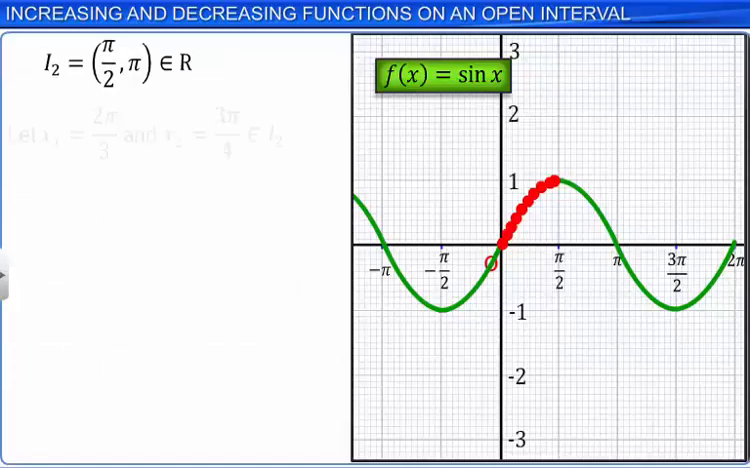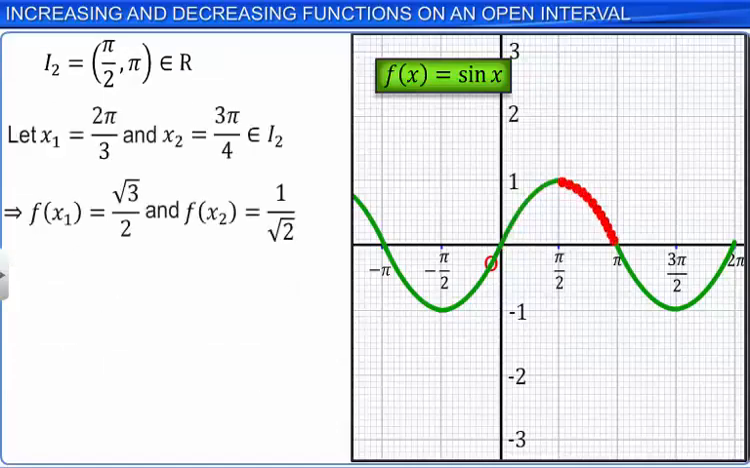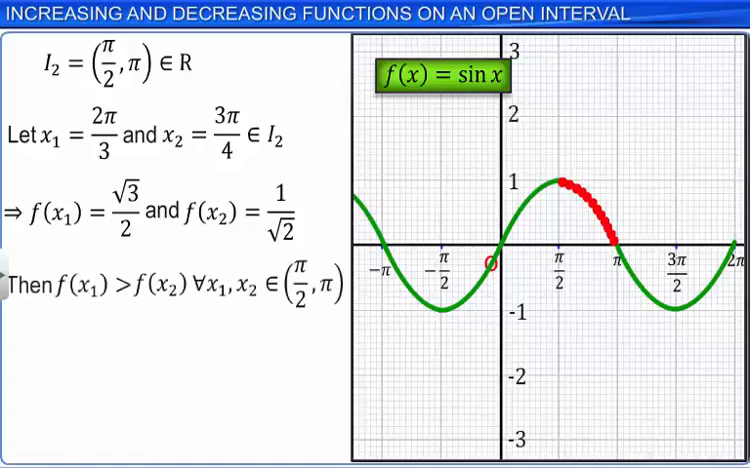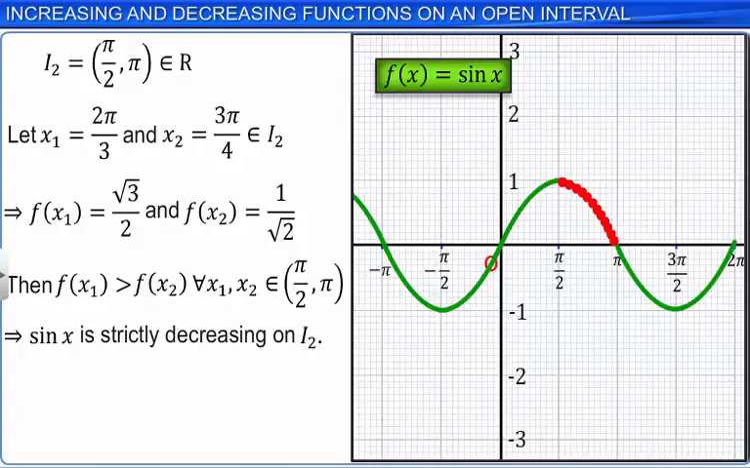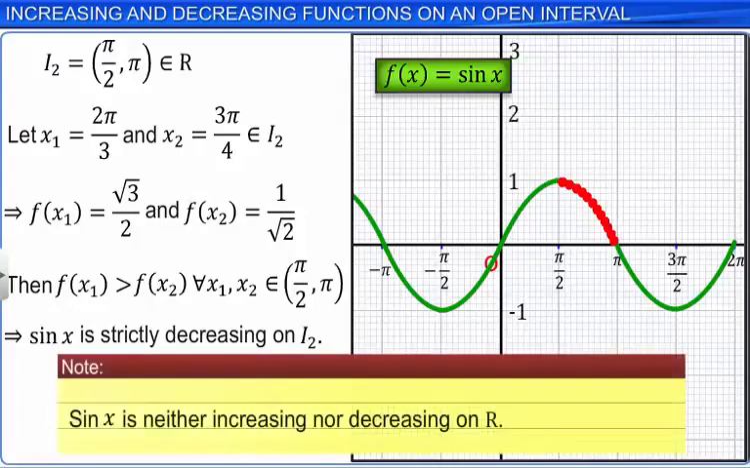However, if we consider any 2 points, x1 and x2, between pi/2 and pi, such that x1 < x2, then f(x1) > f(x2). This shows that sin x is strictly decreasing on interval I2. This means that sin x is partly increasing and partly decreasing on domain R. Hence, we can conclude that sin x is neither increasing nor decreasing on R.